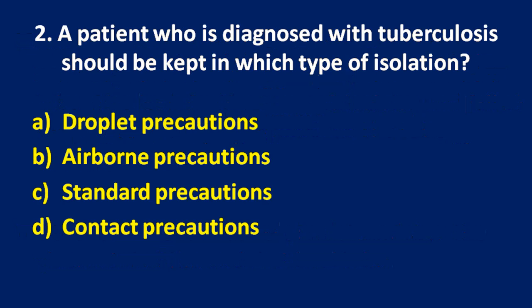Second question. A patient who is diagnosed with tuberculosis should be kept in which type of isolation? Option A. Droplet precautions. Option B. Airborne precautions. Option C. Standard precautions. Option D. Contact precautions. The correct answer is B. Airborne precautions.